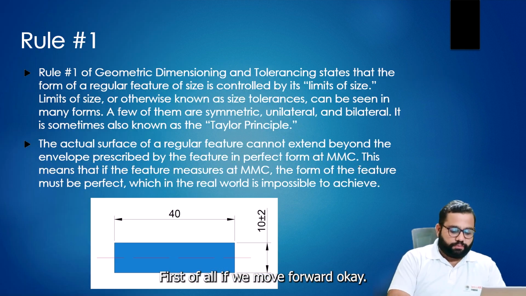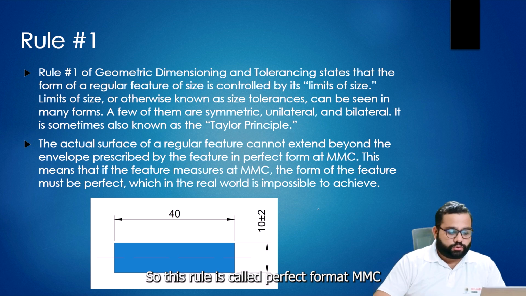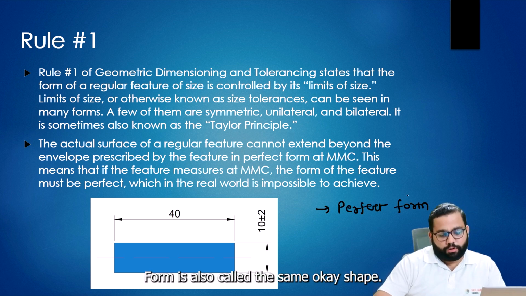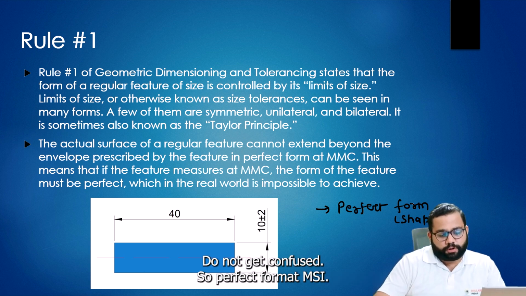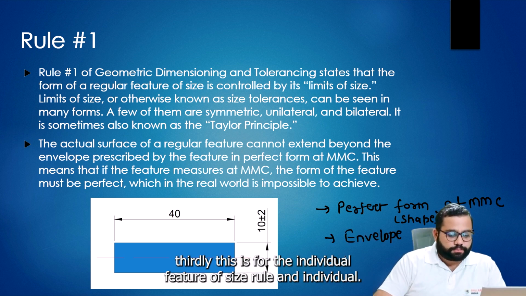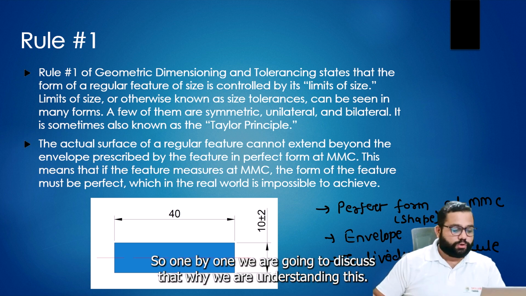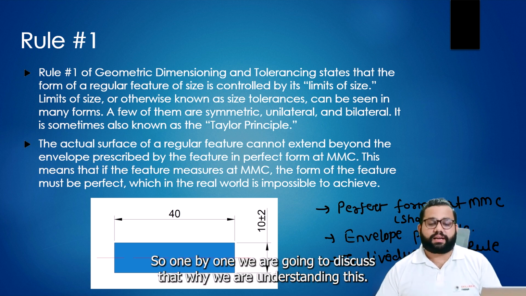If we move forward, I will write down the three names over here. This rule is called perfect form at MMC. Perfect form, form is also called the shape, so do not get confused. So: perfect form at MMC. Secondly, this rule is called the envelope principle. Thirdly, this is called the individual feature of size rule. One by one, we are going to discuss why.